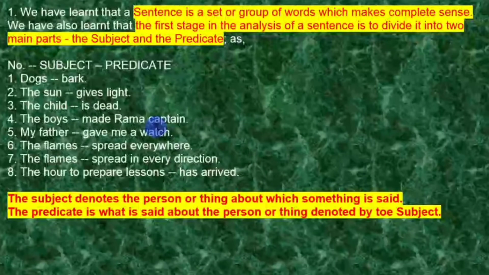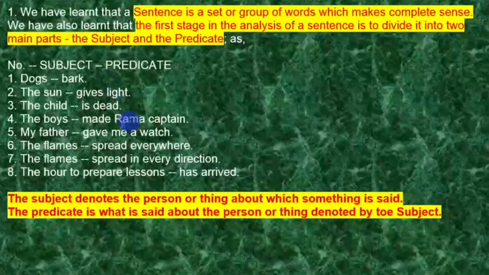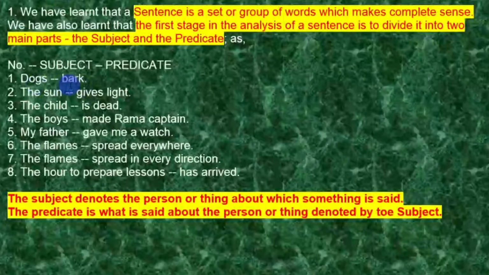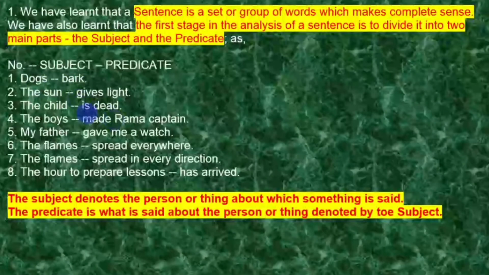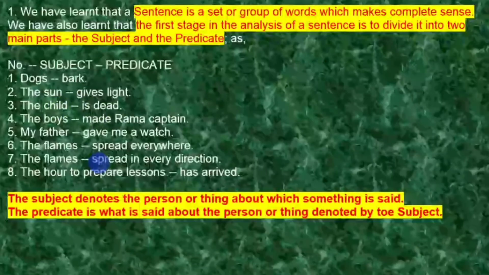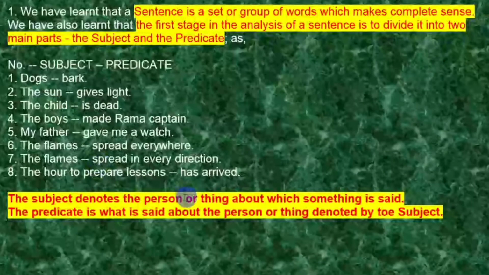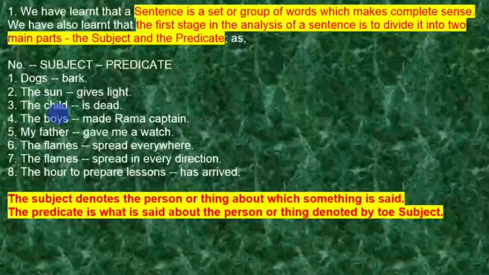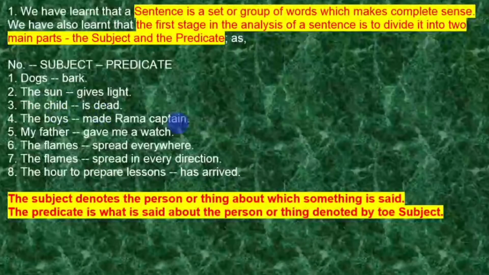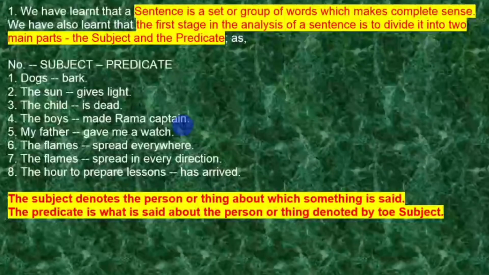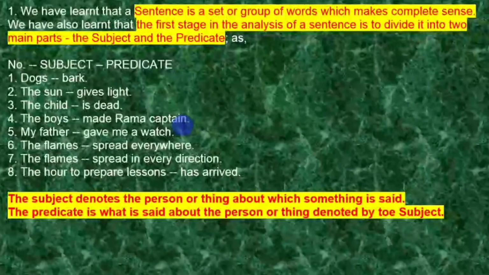It might be possible that our subject is doing something. So if our subject is doing something, it is in the active state, and if something is happening to our subject, or something has happened to our subject, then our subject is in the passive state. So that is how the subjects usually come in our sentences.